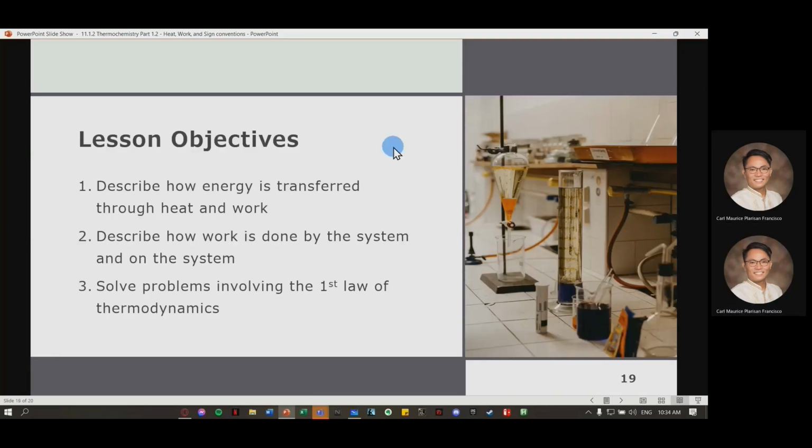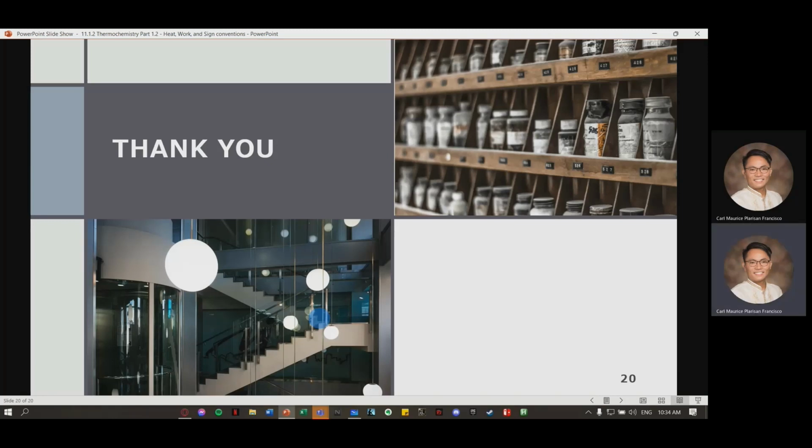Right? I hope the following lesson objectives were achieved. Describe how energy is transferred through heat and work. Describe how work is done by the system and on the system, and at the same time solve problems involving the first law of thermodynamics. Okay, so once again, I hope you learned a thing or two about thermochemistry, particularly on the first law of thermodynamics on heat, work, and also the sign convention.